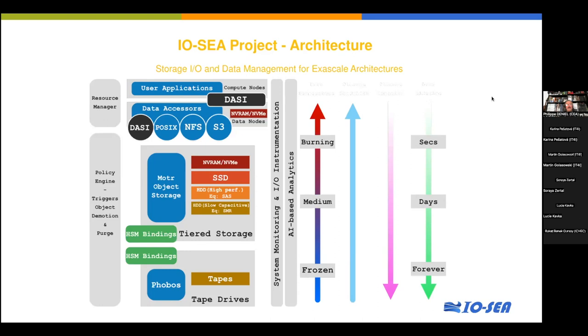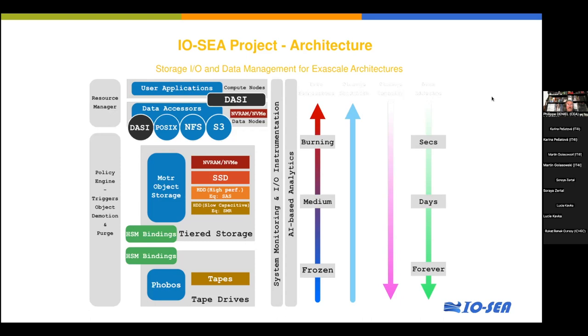And in this software stack, we will see different components. So we'll have the object store, we'll have the motor and the Phobos connected together by an HSM feature. And on top of the object store, we are introducing different ephemeral services. So we have NFS and POSIX interface, we have S3 interface, we have the DAISY API, which is a brand new API, which is designed to facilitate the integration of object store within the scientific world.